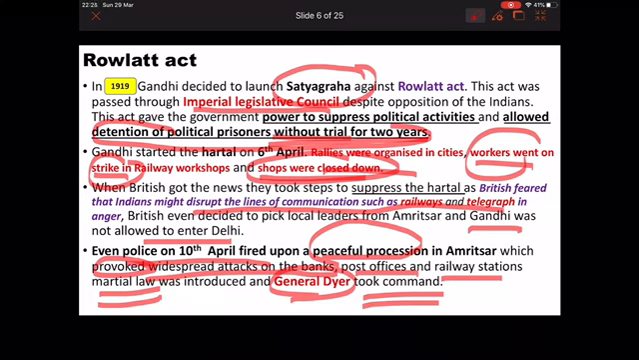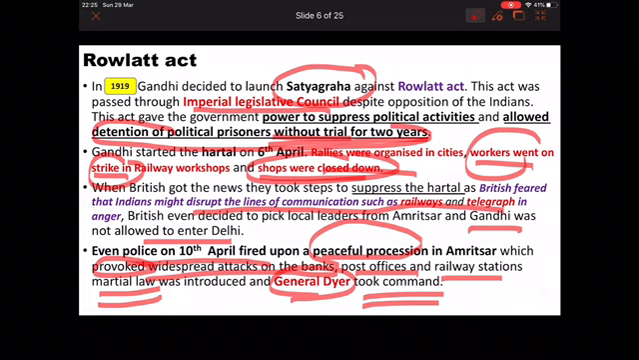Gandhi launched Satyagraha against the Rowlatt Act. The first step Gandhi took was to start the Hartal on 6th April. Second, rallies were organized in the cities. Third, workers went on strike in the railway workshops. Fourth, the shops were closed down.